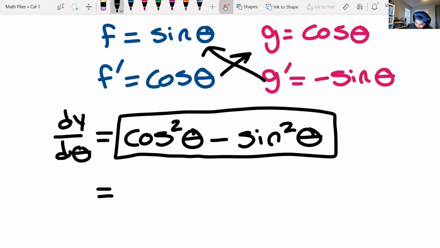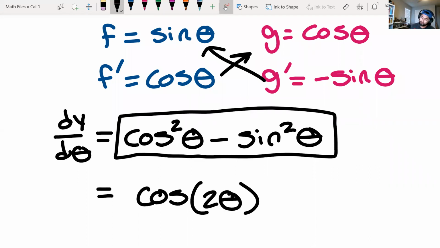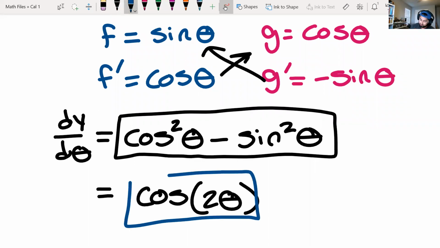Cosine 2 theta. That's it. Cosine squared minus sine squared is also the double angle formula for cosine 2 theta. You see how identities come back to haunt you?